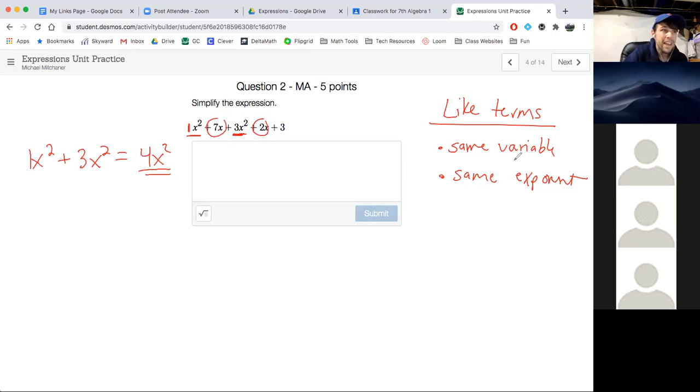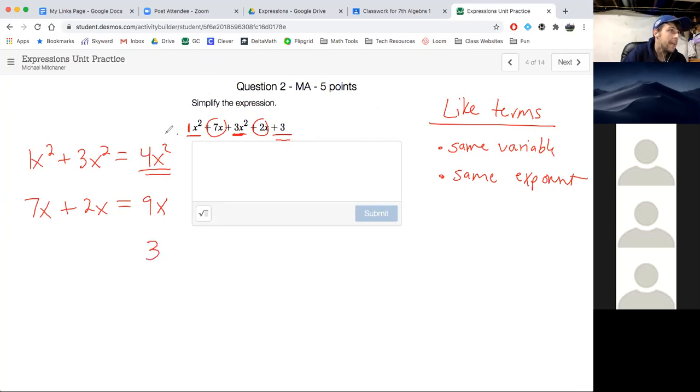And then I also have some x terms. These are both just x's. They have the same variable. They don't have an exponent written there, so they do have the same exponent, so to speak. So I can put those together as well, 7x plus 2x. When I add those, I get 9x. And then finally, I have this term 3. There's no other constant term. There's no other just plain number for this problem. So I'm still going to have a 3 with my final answer.